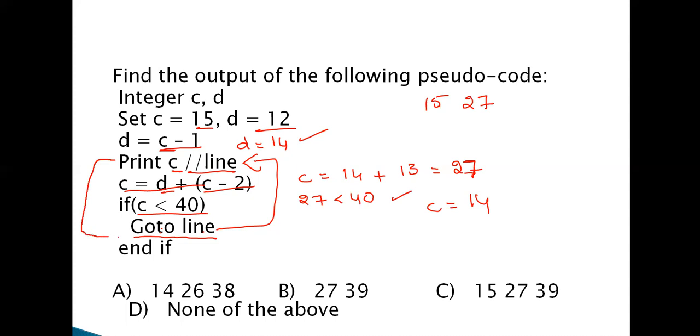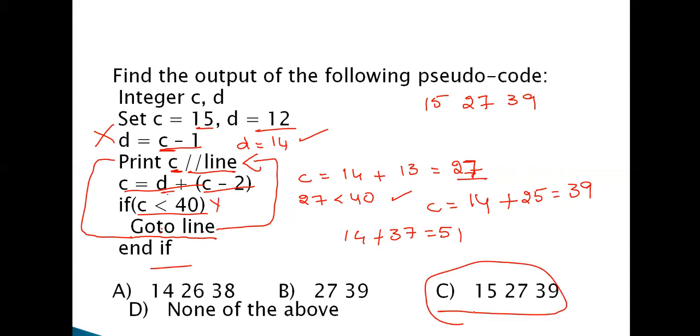This is the repeated statement. Whenever we write go to line, we are moving to this one. This statement is not executed. So D plus updated C value, 27 minus 2, 25. That is 39. So 39 less than 40. Move to this statement. So 39 is printed on the screen. In the next iteration, D value 14 plus 37, 51. 51 less than 40, condition fails, comes out. So this is the answer. That is, the go to statement is repeated until the condition fails.